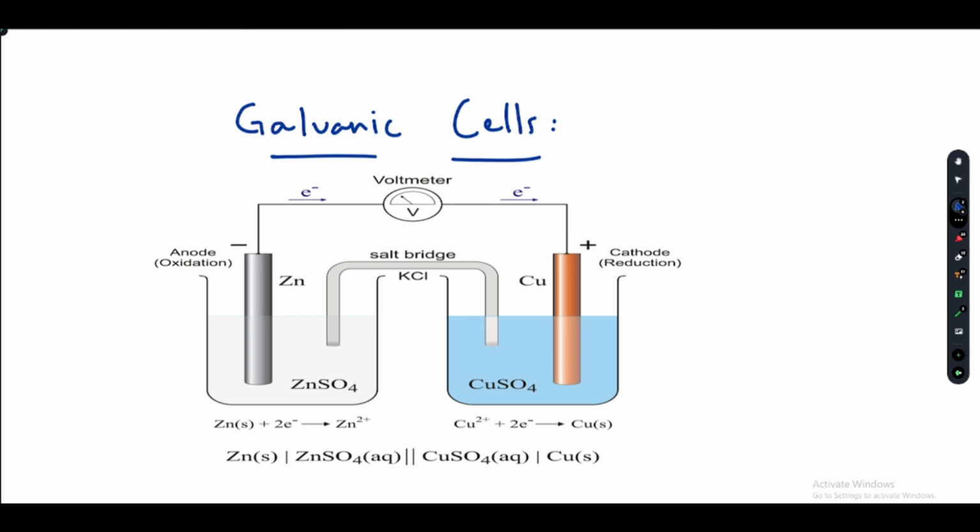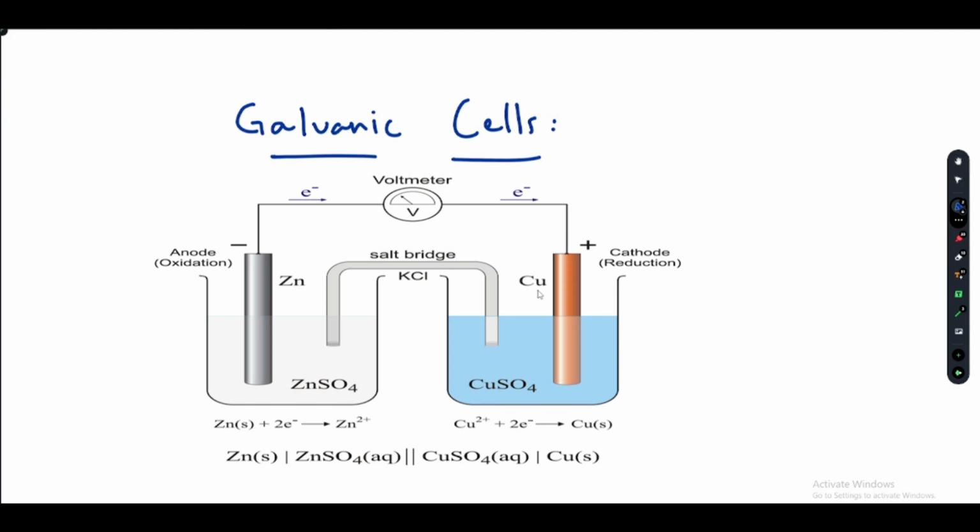Today we'll be discussing galvanic cells and how to write down the net ionic equation. The first thing we need to do when trying to write down the net ionic equation is obviously identify between the two given electrodes which electrode is the anode and which electrode is the cathode.